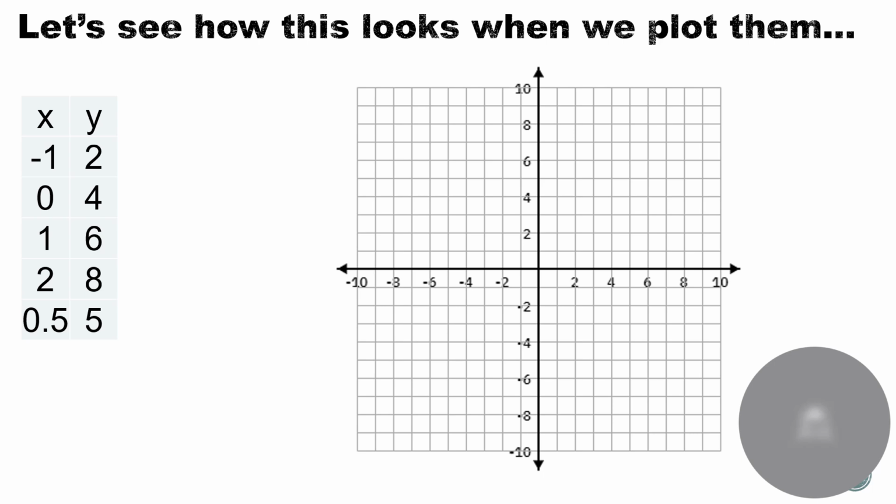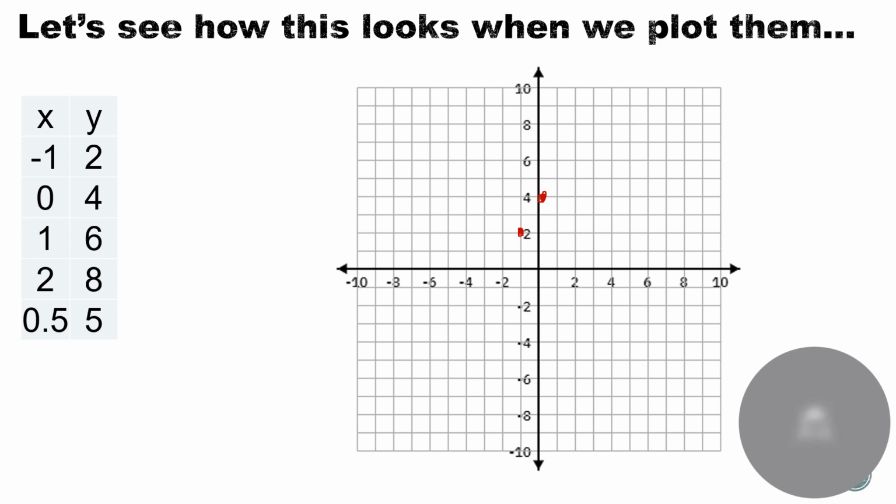All right. So let's see what this looks like when we graph them. Now I'm doing this with a mouse, so this should be fun. Remember, we just found a bunch of points that make the equation true. So I come over here to -1, 2. That means that point is on the graph of that line. Next one is 0, 4. So the X is 0, and we go up to 4. Now we have 1, 6.